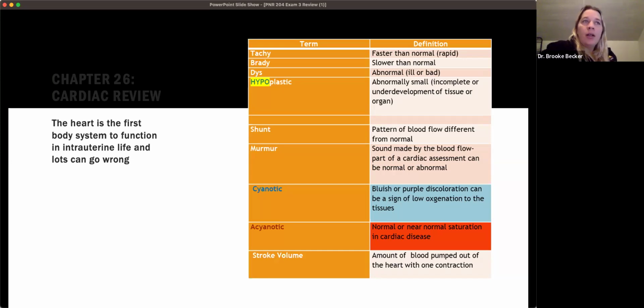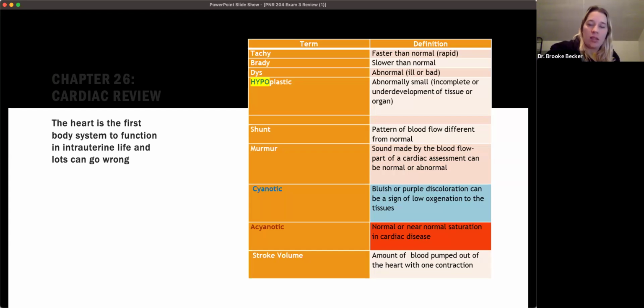A shunt is where the blood flow is affected. It's not going the typical way, it's going in an abnormal flow direction. A murmur is the sound made from abnormal blood flow. It can be normal or it can be abnormal. There are innocent heart murmurs that kids just have, and they never have any issues with it. They just have a heart murmur.